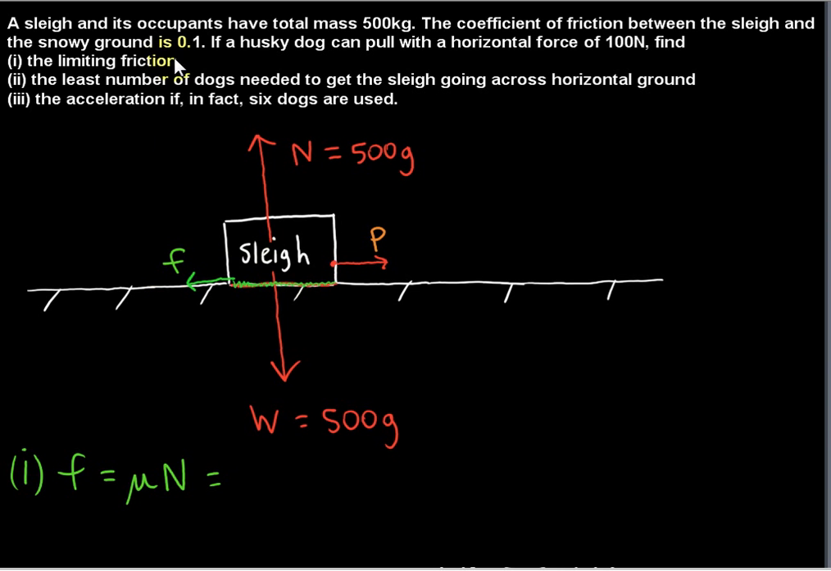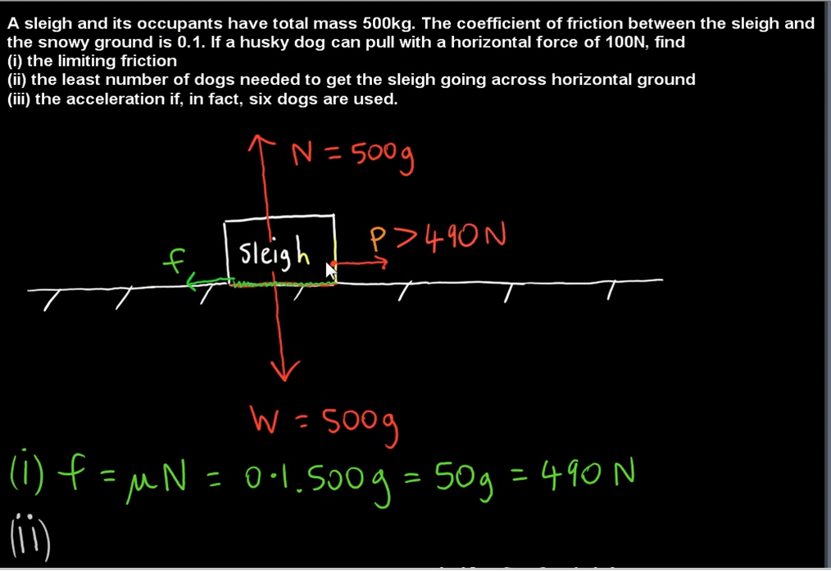Now, in this situation, the coefficient of friction mu between the sleigh and the snowy ground is 0.1. And we can see that N is 500 g. So this works out to be 50 g newtons, that's 50 times 9.81. Well, that's approximately 490 newtons. This N stands for newtons, of course. Don't confuse it with N over here, which stands for the magnitude of the normal force.